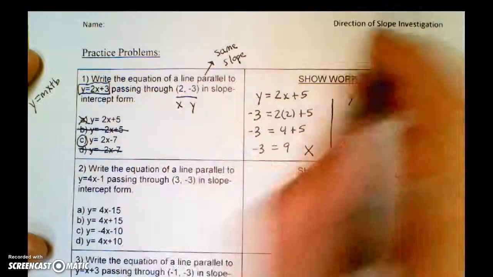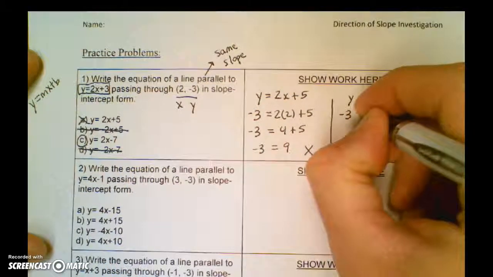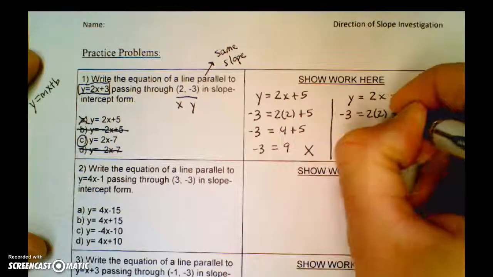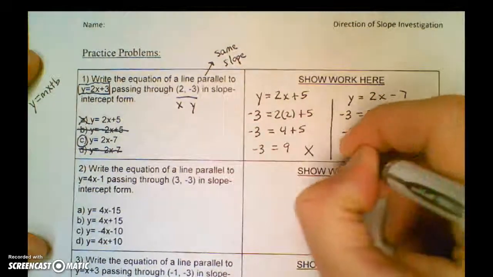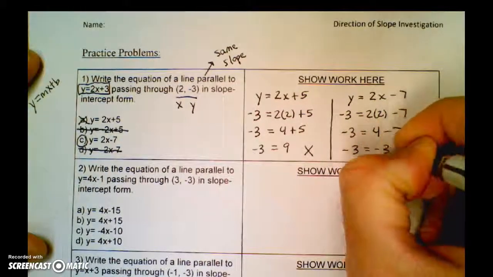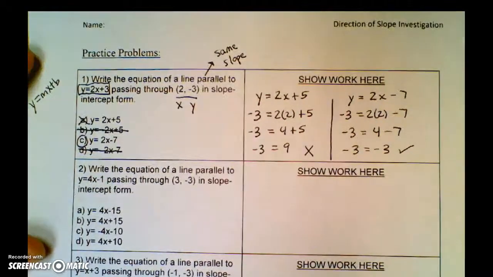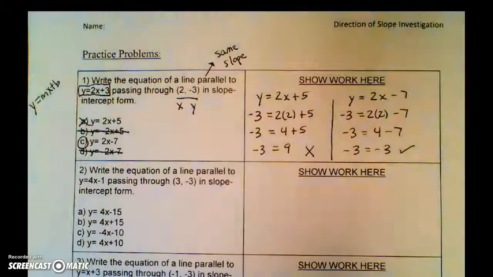Again, x is 2, y is negative 3, so I'm going to plug in negative 3, and then plug in 2 for x. And here's why this equation works, because if you plug those points in, it'll make that statement true.